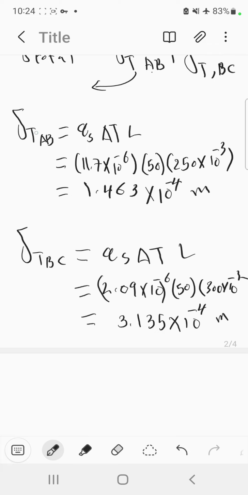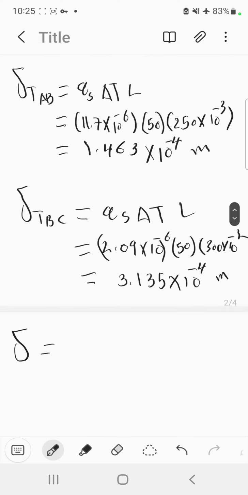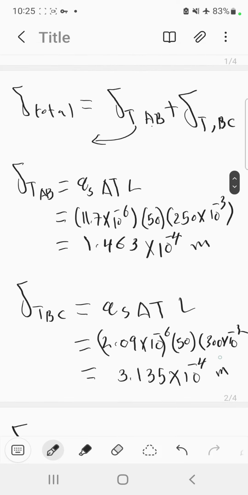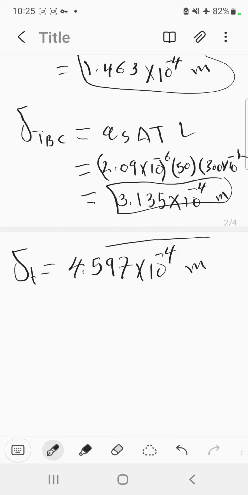So now we have to add the delta length for AB portion and BC portion after heating. We take this number and this number, and add them together to find the delta total. So we're gonna end up with 4.597 times 10 to the power minus 4 meter.